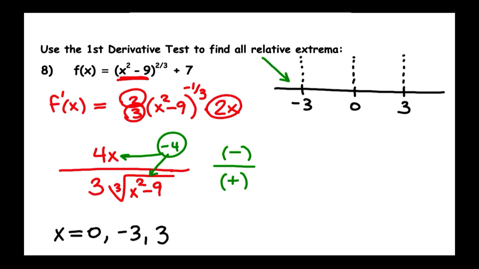All right, picking something between negative 3 and 0, let's try negative 1. That'll still give me a negative up top. But in the denominator, you can see that I'm going to have 1 minus 9 inside the cube root. That's going to be negative. And so it's going to turn the denominator negative. Negative divided by negative is positive. So if the first derivative is positive, the original graph is going to increase or rise. Continuing on, let's try positive 1. 4 times positive 1 will make the numerator positive. The denominator stays negative. So again, this will fall.